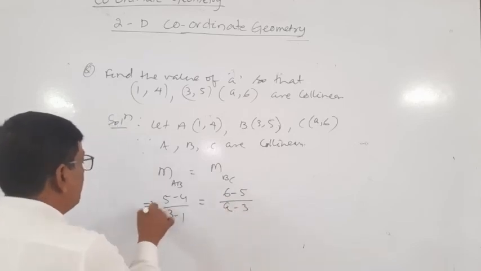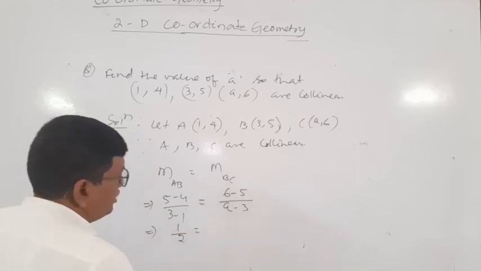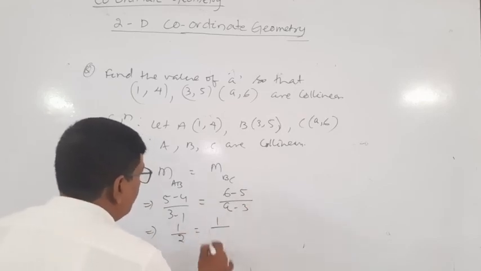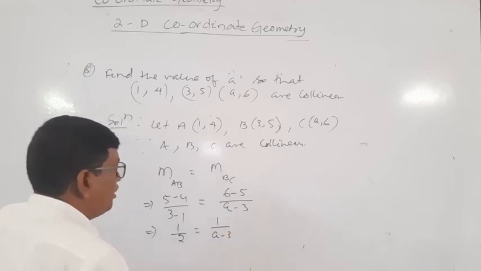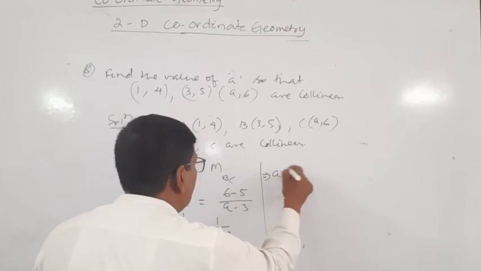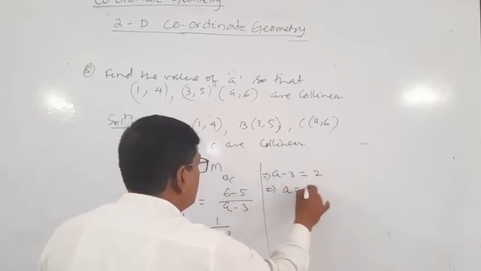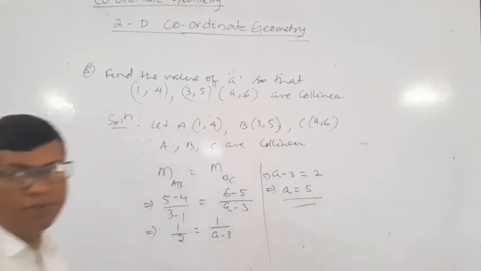So this will be 1 by 2 is equal to 1 by (A minus 3). That implies A minus 3 is equal to 2. So A will be 5. This is the value of A.